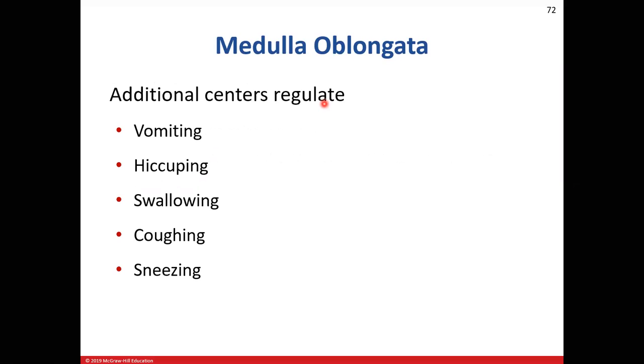There are some additional centers. Again, you'll notice that these are, for the most part, autonomic. We have vomiting, hiccuping, swallowing, coughing, and sneezing. And when you look at coughing, yes, you can generate a voluntary cough, but we also have some autonomic coughing reflexes.